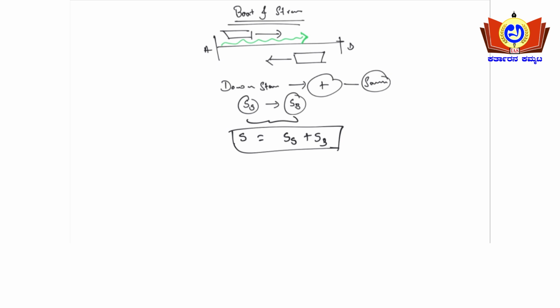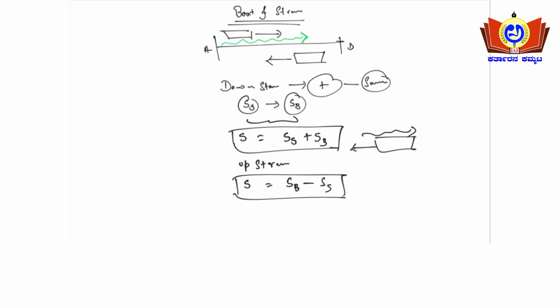What happens in the upstream then? Net speed will be speed of the boat minus speed of the stream. The speed will be deducted, right? The boat traveling in the opposite direction of the stream needs to cut the speed of the stream while traveling in the opposite direction. So hence the speed will be speed of the boat minus speed of the stream.